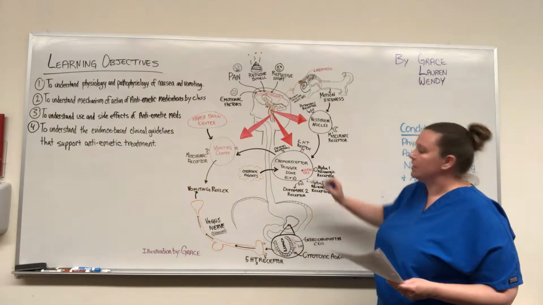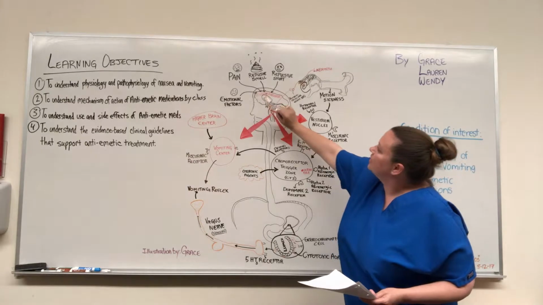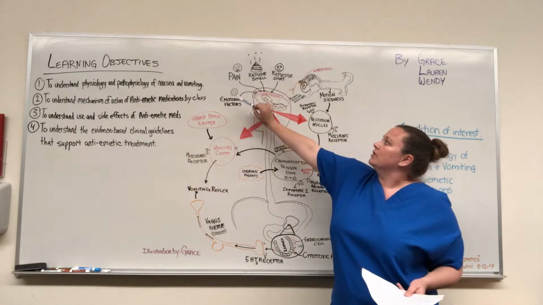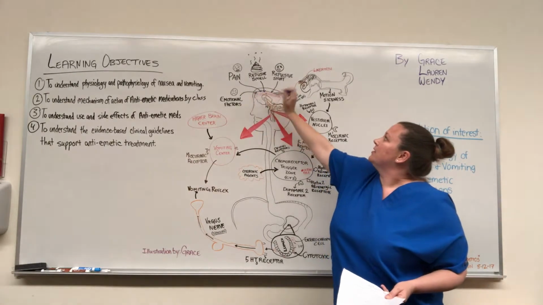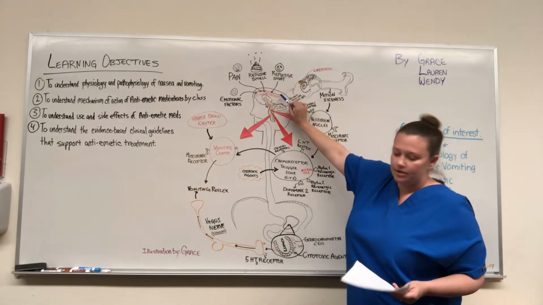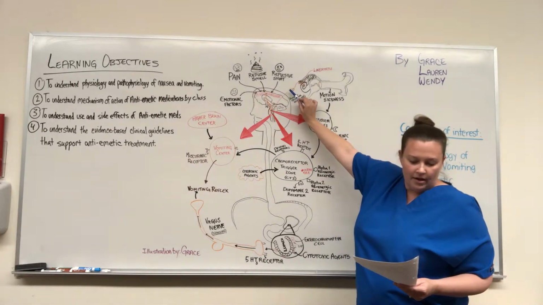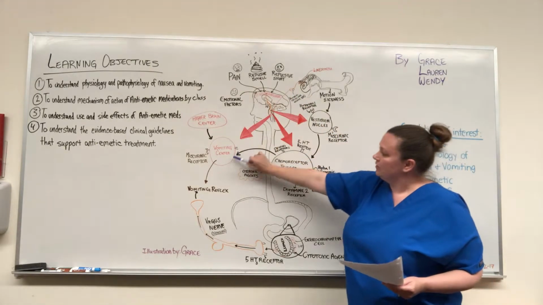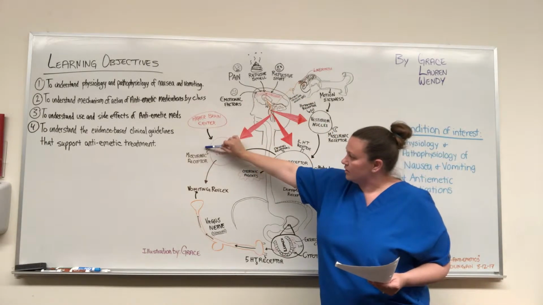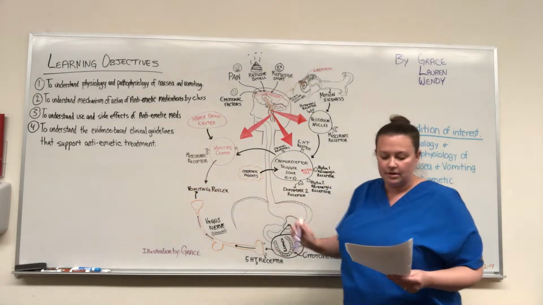Another trigger area is the cerebrum or the higher brain center. Things such as emotional factors, pain, repulsive smells, and repulsive sights trigger the cerebrum and that receives the sensory information, which stimulates the vomiting center, stimulating the muscarinic receptors, and again, vomiting occurs.